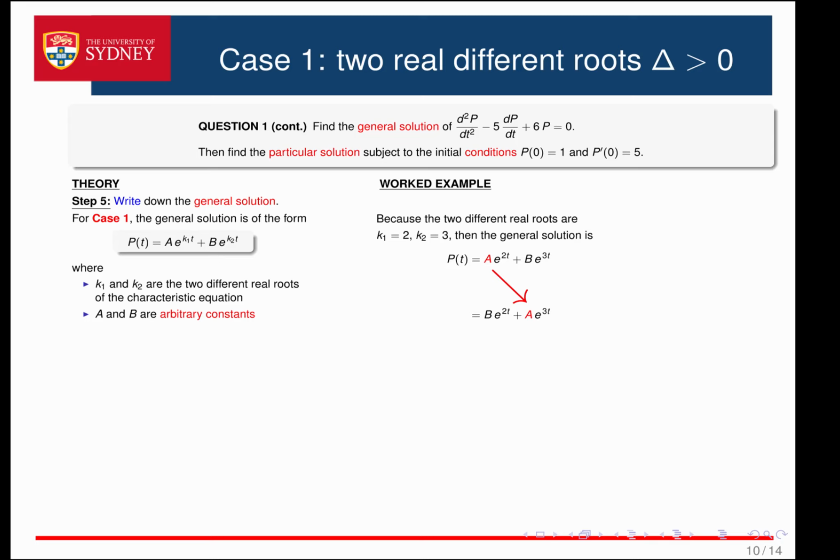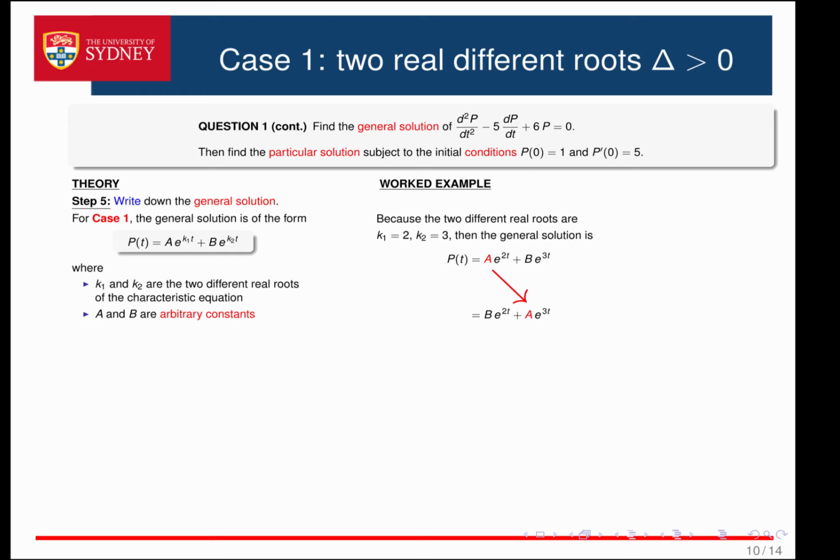We also note that we could have used different names for the constants. For example, some texts will use A1 and A2 instead of A and B. Ultimately, one can write the general solution in many different forms, but if we are consistent with what constant goes with which exponential, then the particular solution will turn out to be the same in the end anyway.